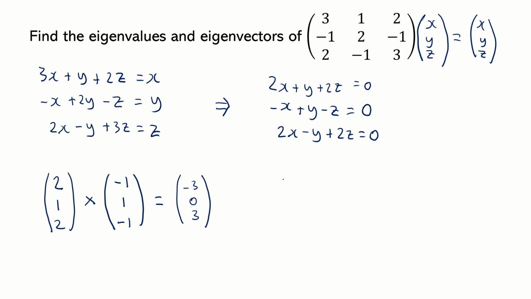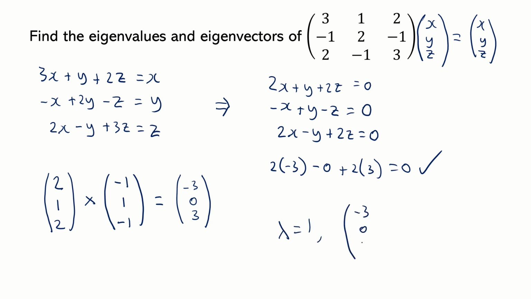But anyway, therefore we've actually already found an eigenvector. You could check it works in the 3rd equation, so just to do that very quickly, 2 lots of -3 minus 0 plus 2 lots of 3 is indeed 0. Hooray! So therefore, for lambda equals 1, the eigenvector is -3, 0, 3. However, you could choose a vector that's parallel to that, so you could choose -1, 0, 1. That would be a bit more simple. But there you go, we're done with the second eigenvector.